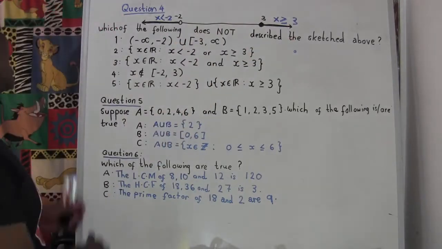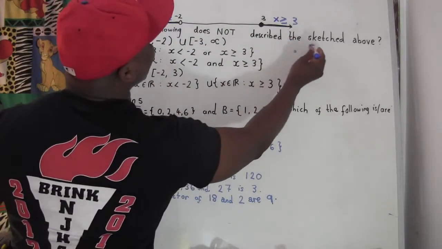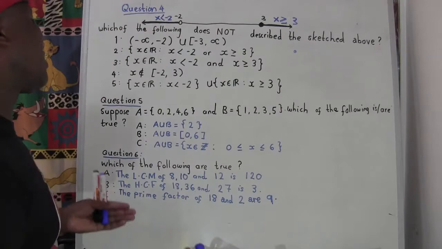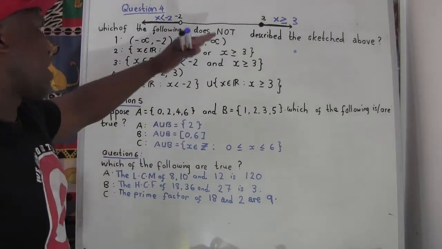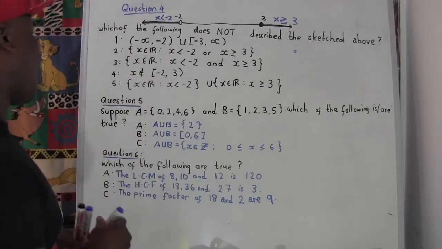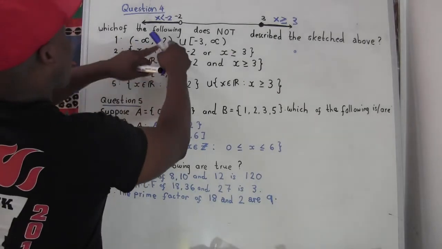Now they ask which of the following does not describe the sketch above. In other words, which one is not true? It does not describe the sketch above, so it's the other way around. Now we go, okay, we start from -2.